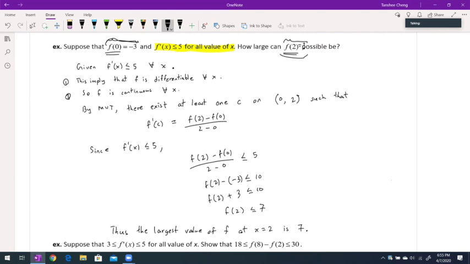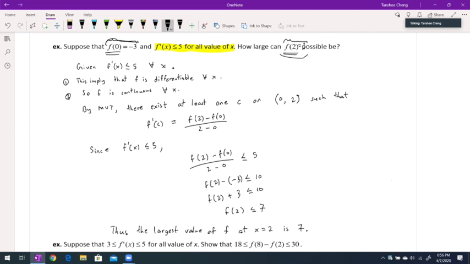So plugging in the value and simplifying it. This will give me f of 2 minus f of 0, which we know is negative 3. To get rid of the denominator, I multiply both sides by 2, so it becomes less than or equal to 10. If I want to solve for f of 2, I subtract 3 from both sides, which gives me f of 2 must be less than 7.